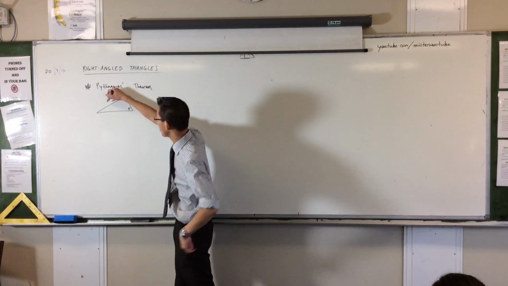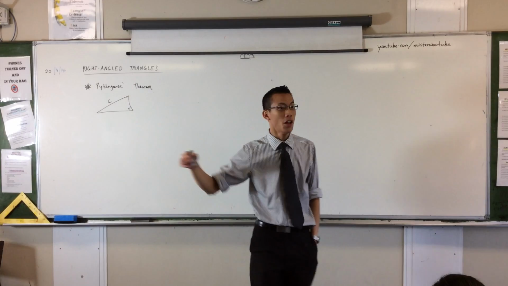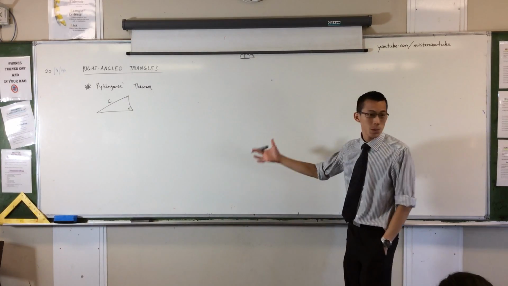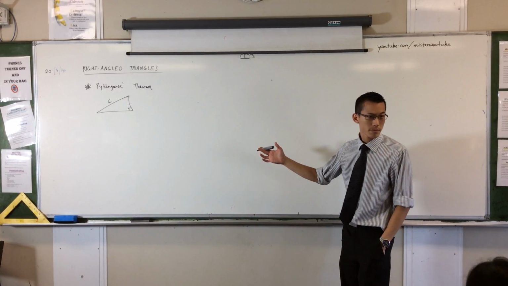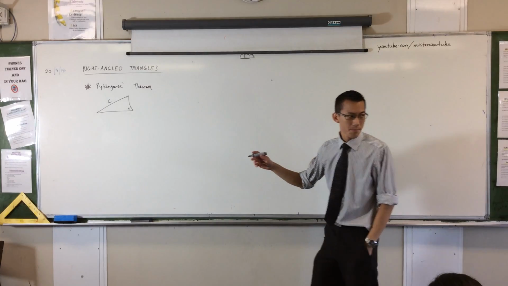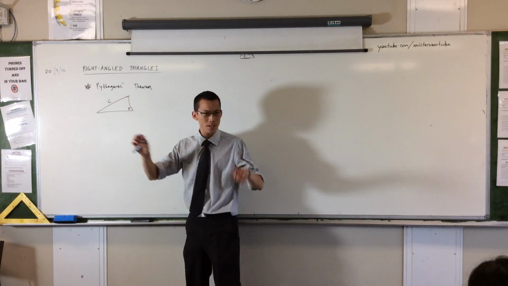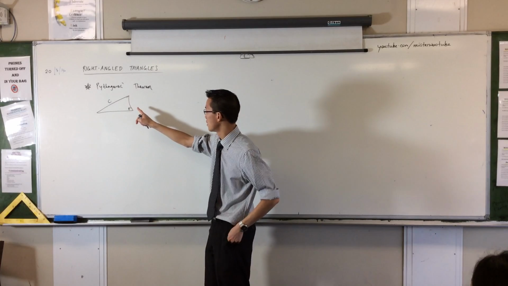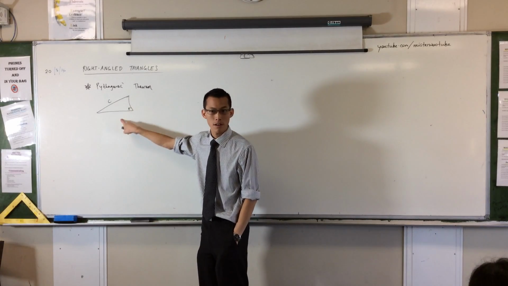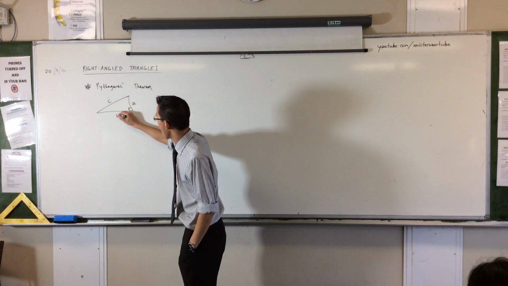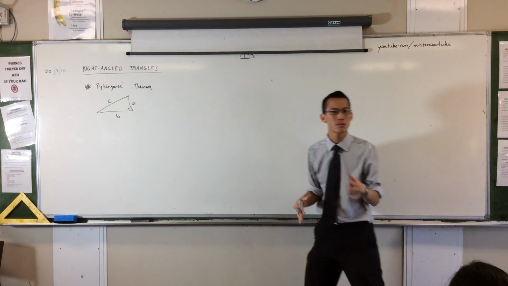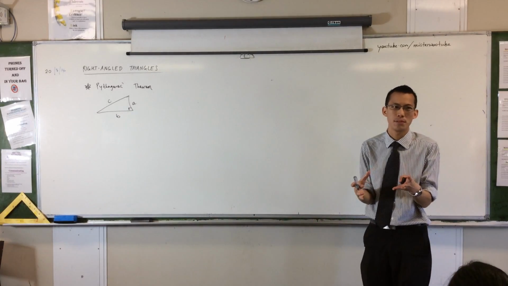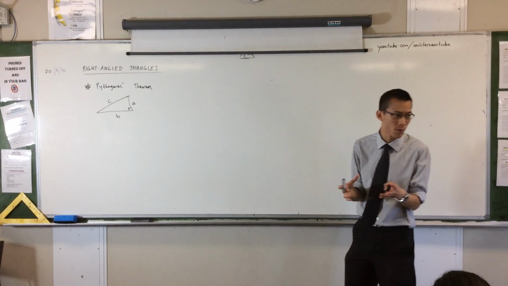Okay, the longest side, which we give a special name, the hypotenuse. What do we do with the hypotenuse? Pythagoras' theorem, what does it relate? It relates the hypotenuse to the other two sides, right? We tend to call them A and B. How does it relate them? What is the relationship between the three sides of a right angled triangle?